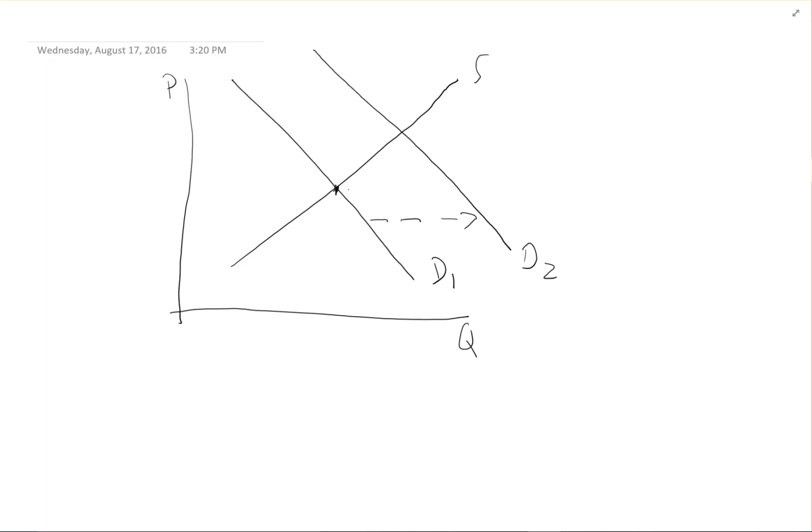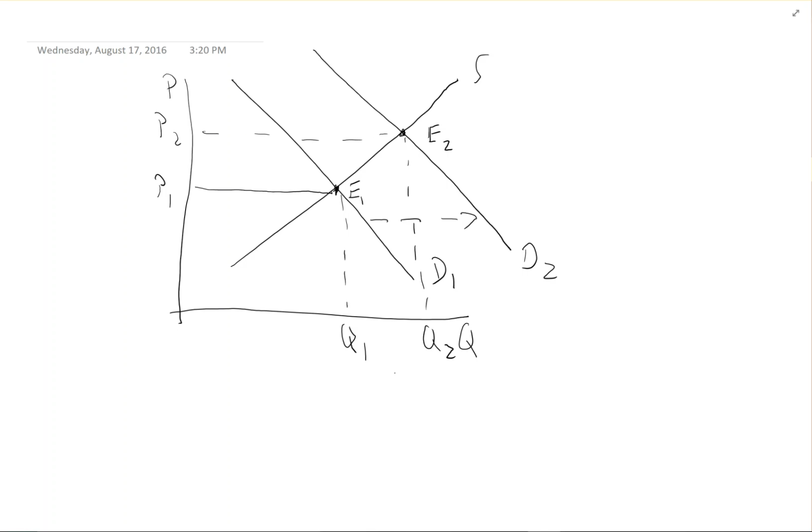There's the first equilibrium, which was right here, and I'll label that equilibrium 1. And there's the second equilibrium point right here, which I'll label equilibrium 2. And then I'll bounce down to the two axes. This was the quantity in the first equilibrium. And this was the price in the first equilibrium. This was the quantity in the second equilibrium. And this was the price in the second equilibrium.